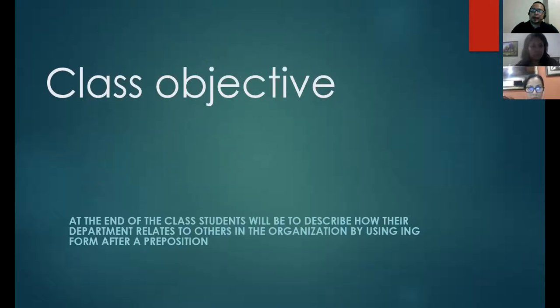Estos son los objetivos de la clase del día de ahora. At the end of the class, the students will be able to describe how their department relates to others in the organization by using the ing form after a preposition.